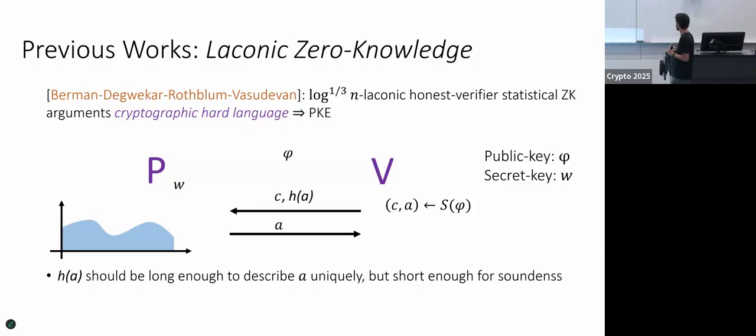And for this reason, we need to choose the parameters of the hash function correctly, and we only get that the proof system works when it is this much laconic.